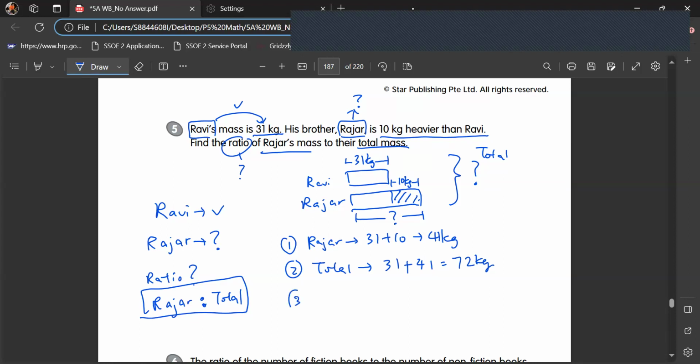Finally, step three, ratio. Raja is to total. Reminder, no units for ratio, because ratio shows relationship, so no units for ratio. That will be, as a result, 41 is to 72.